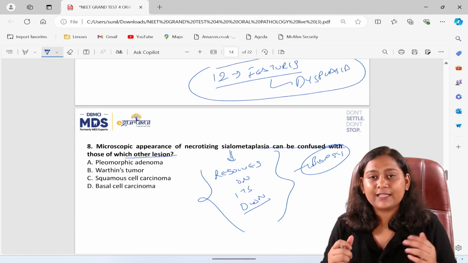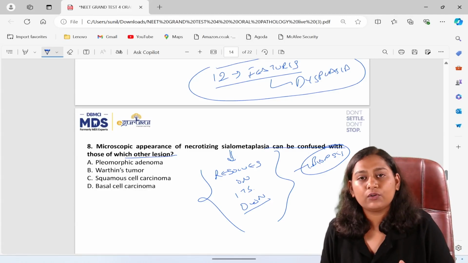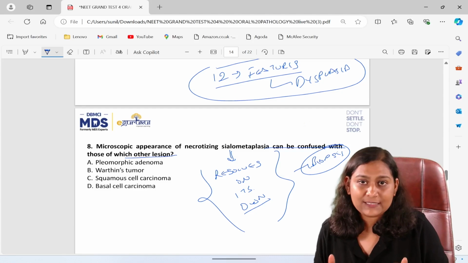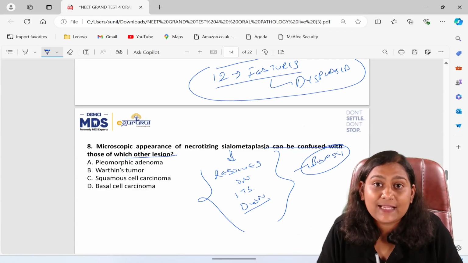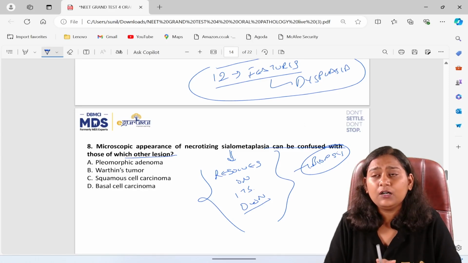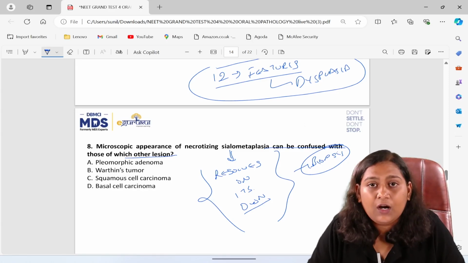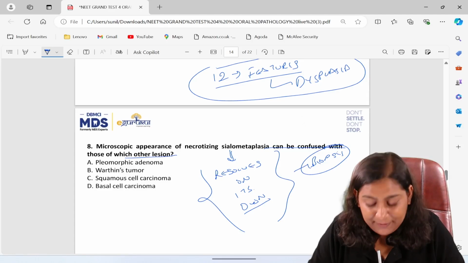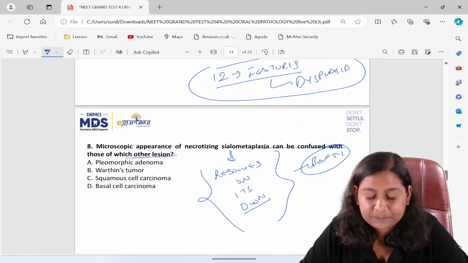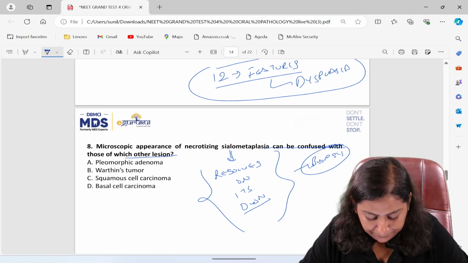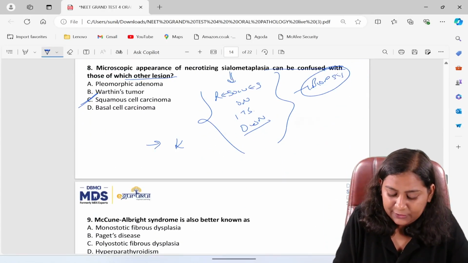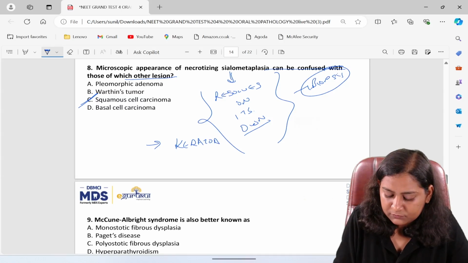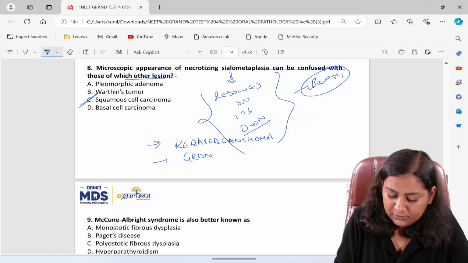Now this necrotizing sialometaplasia has also been called pseudocarcinomatous hyperplasia. Now what are the other conditions, can anyone tell me, apart from necrotizing sialometaplasia, which are also called pseudocarcinomatous hyperplasia? Can anyone answer this? Here the answer is squamous cell carcinoma. So the other lesions are keratoacanthoma and granular cell tumor.